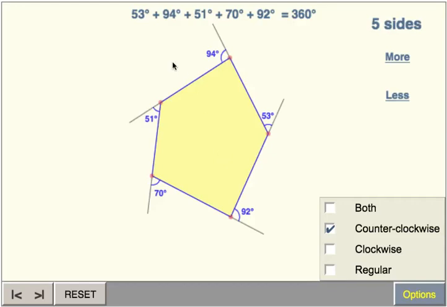So today we're going to look at exterior angles and how they add up. You've already seen interior angles, right? Interior angles in a polygon, those are the ones on the inside here.